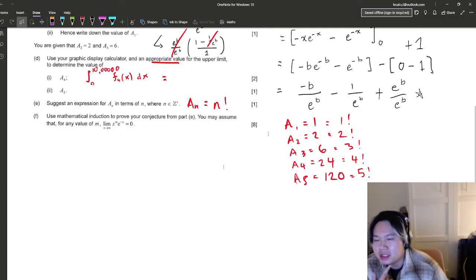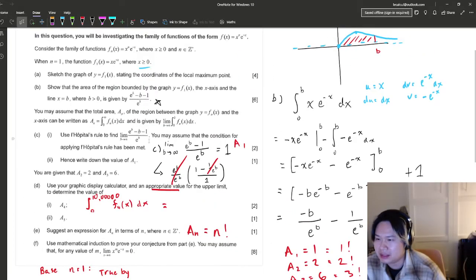Cool. Okay. Using mathematical induction, prove your conjecture in part A. You may assume that for any value of m, this will be equal to 0. Okay, induction. Okay, base case. So n equals 1. Okay, this was true by basically the previous part, right?